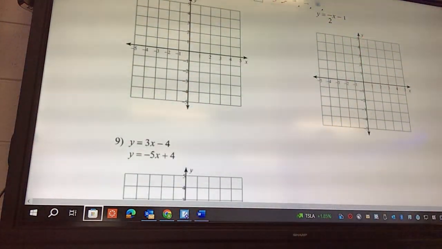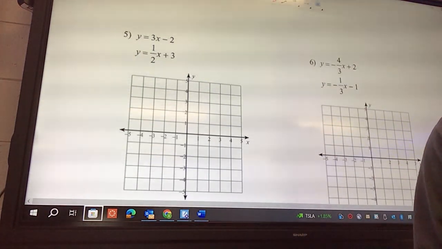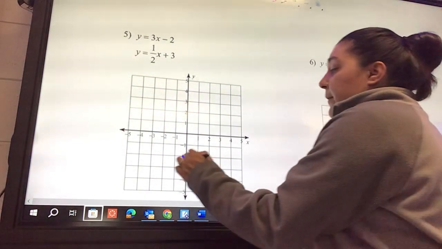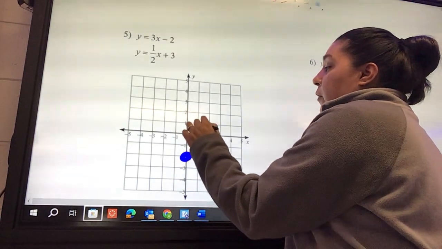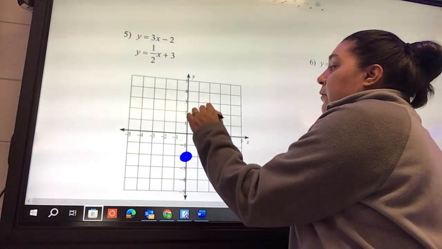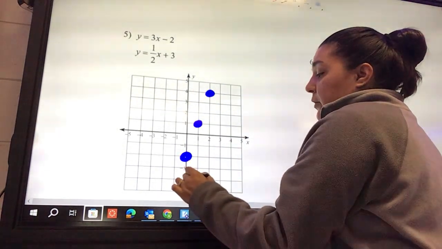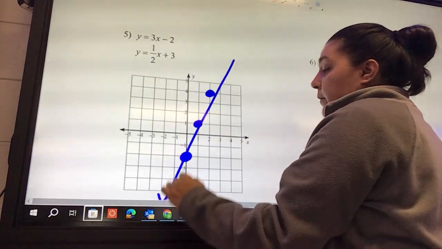Okay, number 5. Line 1 starts where? Line 1 at -2. So we're going to go to -2 and put a dot. Then we're going to go up 3, 1, 2, 3 over 1. Or you can check the down. 1, 2, 3 over 1. You got to make all the dots for line 1.